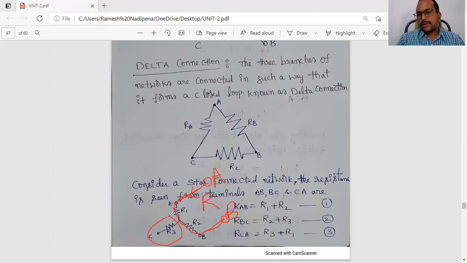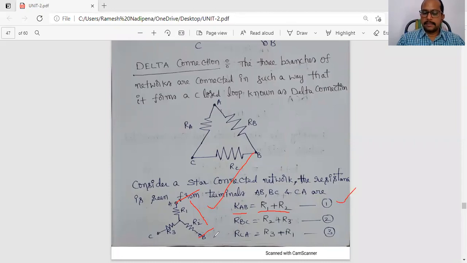The reason is we need to calculate the equivalent resistance across AB only. So this resistor is in air, this resistor is in air. There is no connection here. So to calculate the equivalent resistance across AB terminals, we need to consider R1 and R2 only. Very, very important, don't get confused here. That's why, from this star connected network, RAB equals R1 plus R2. Let's assume that as equation 1.